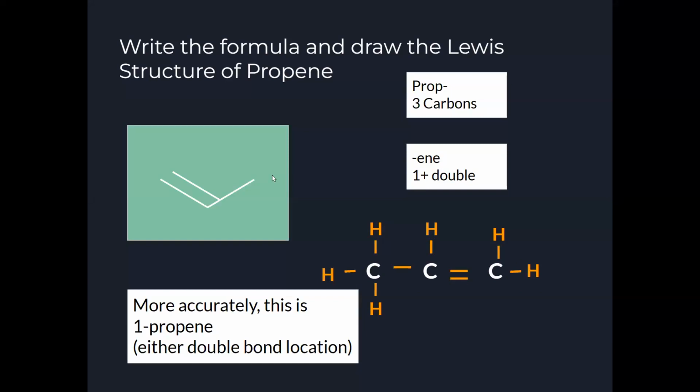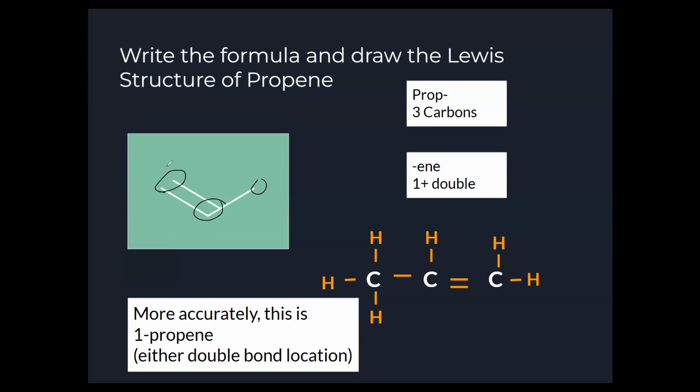Look at this guy. This is also propene. It doesn't look like it at all. What you do when you see it in this really shorthand form is when you get to a bend or the start or end, you count that as a carbon. How many carbons? 3 carbons.